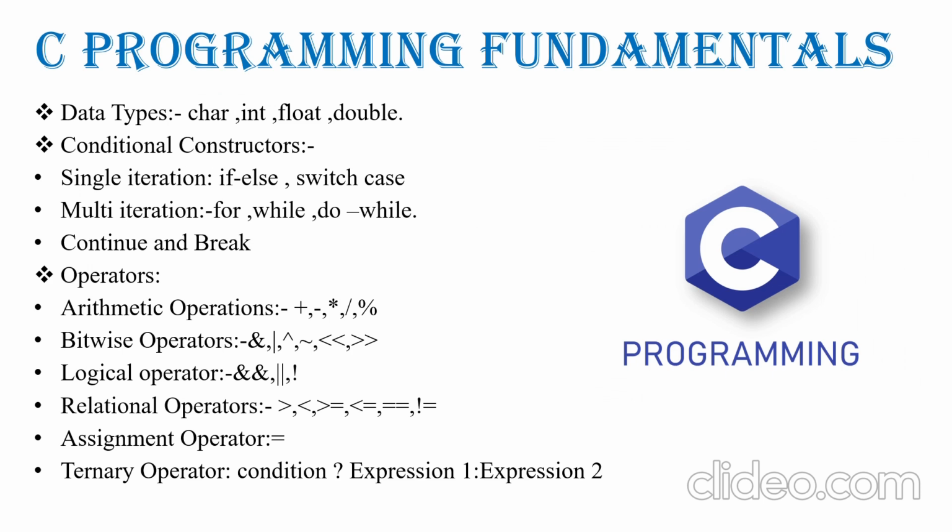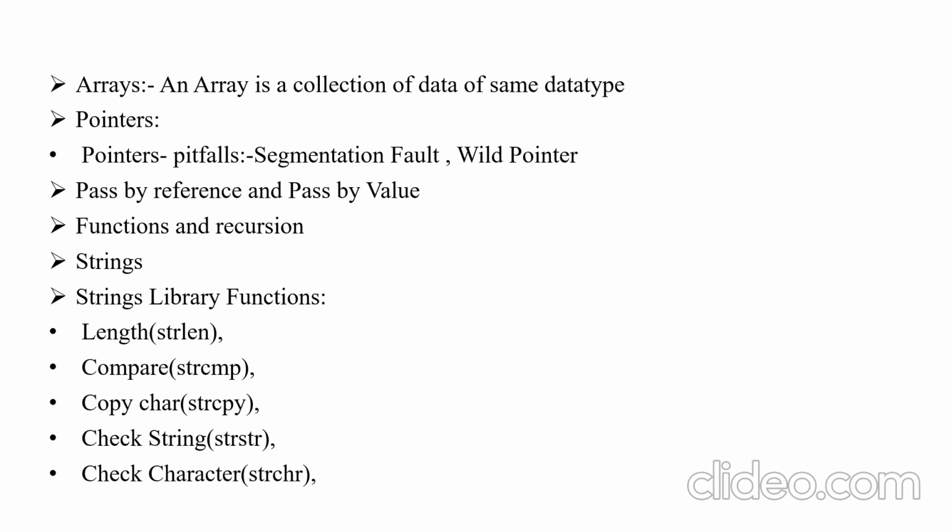Then we have operators such as arithmetic operators, bitwise operators, logical operators, relational operators, assignment operators, ternary operators. In the ternary operator, we have condition, question mark, expression 1, expression 2. Then we have arrays. What is an array? An array is a collection of data of the same data type.